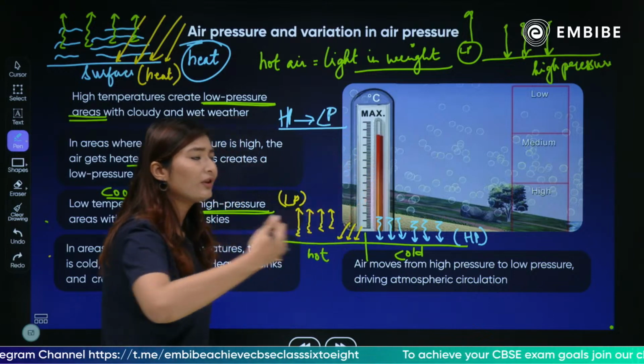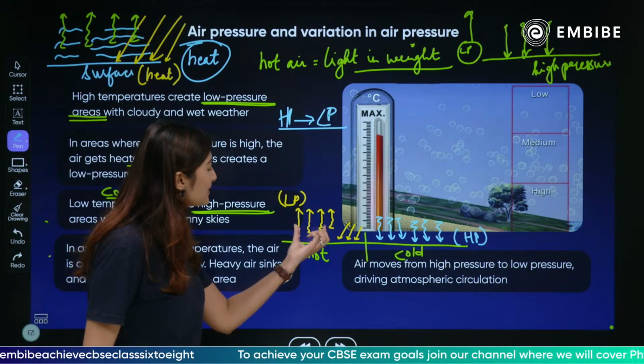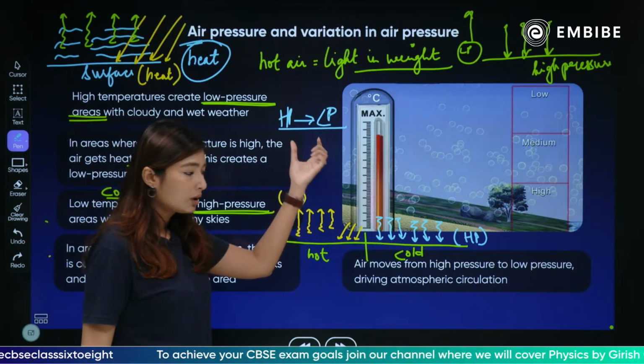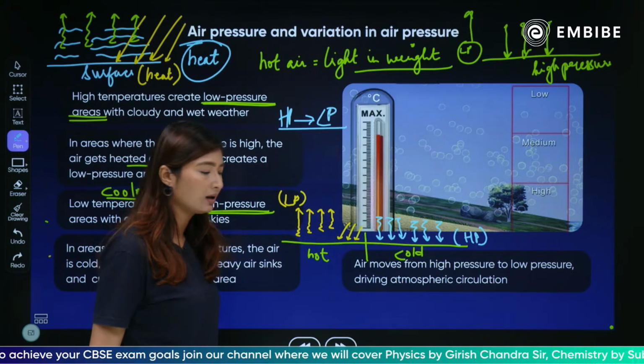Now when you feel the wind blowing, why is it blowing and how is it blowing? When this hot air starts going up and the cold air is exerting pressure, this becomes low pressure, this becomes high pressure ground.